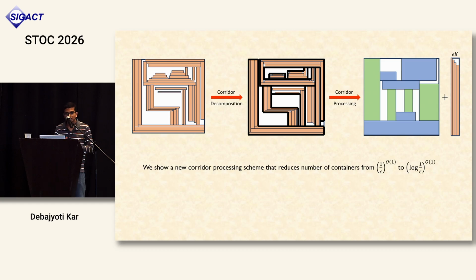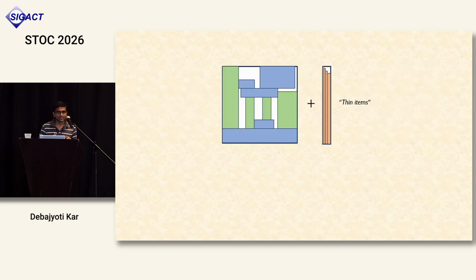So we have an exponential improvement now to polylog 1 by epsilon. But how does this help us? How does reducing the number of containers help us? Intuitively, since now the number of containers is very small, we expect that most of the containers must be sufficiently thick. That is, most of the horizontal containers must have sufficiently large height, and similarly, most of the vertical containers will have sufficiently large width.